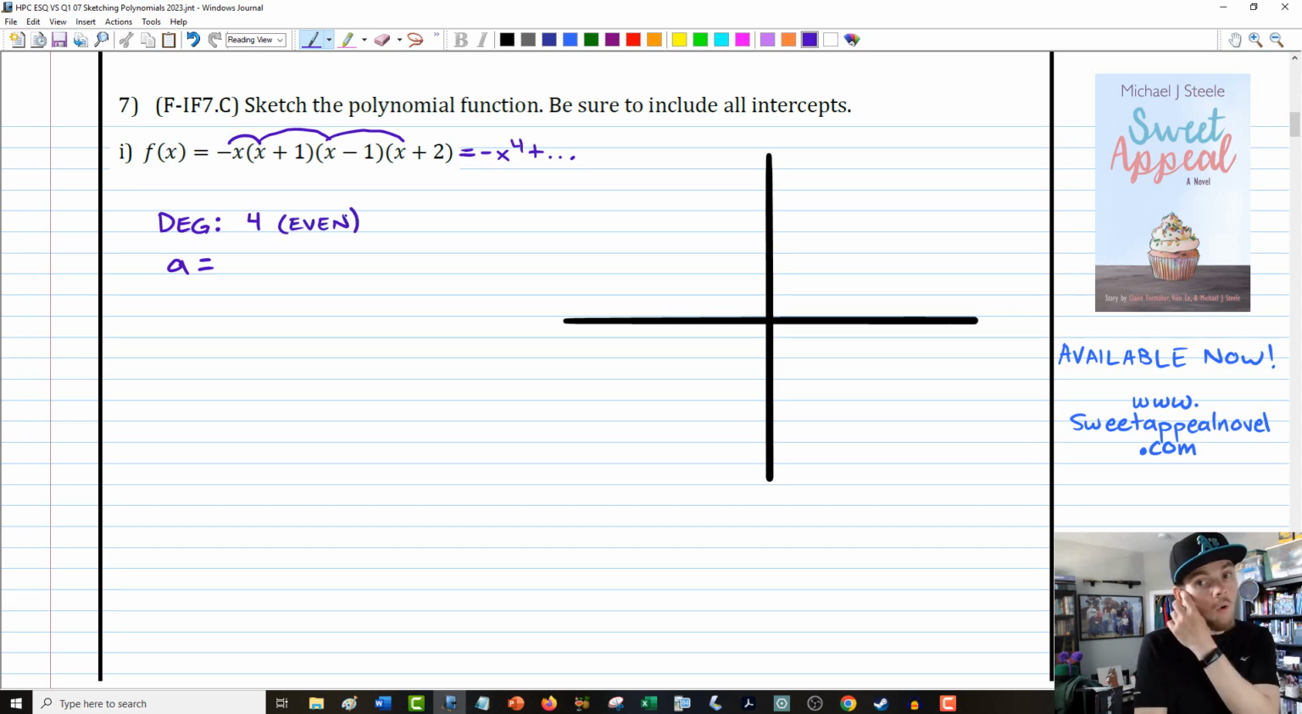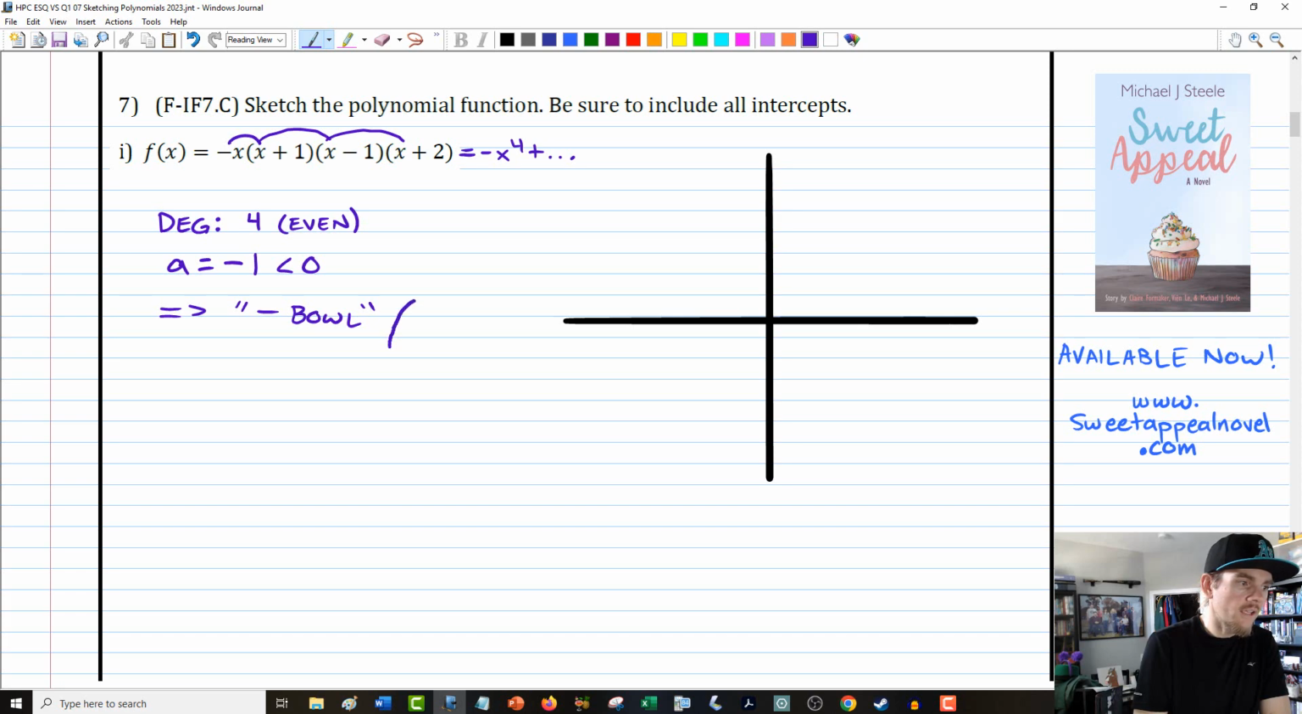And that means we're going to have a bowl as far as our shape, between noodles and bowls using Franklin terminology. And then lastly, a is going to be negative 1, which is less than 0. That combination tells us we're going to have, in Franklin terms, a negative bowl. So for us, negative bowl is really helpful. What that means is it's going to start and finish like a sad parabola. That's like a frowning parabola there.